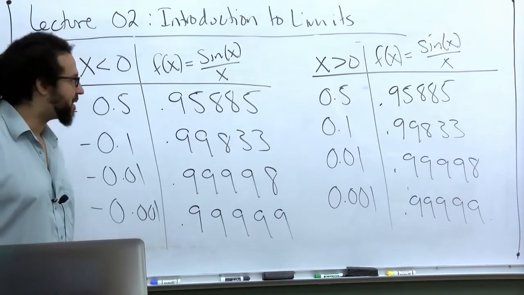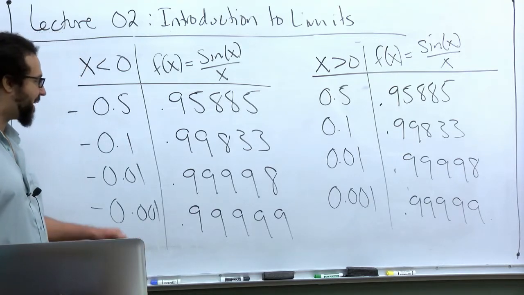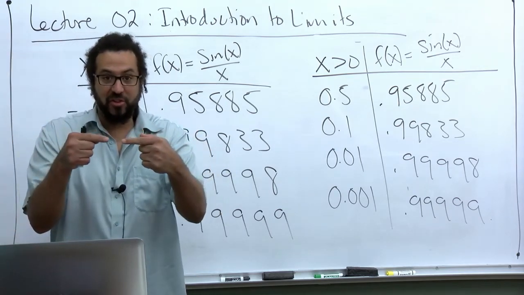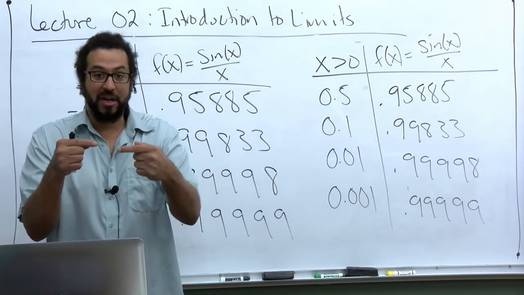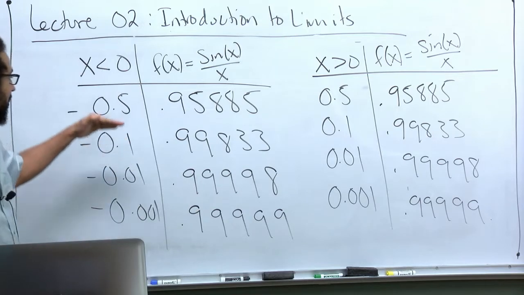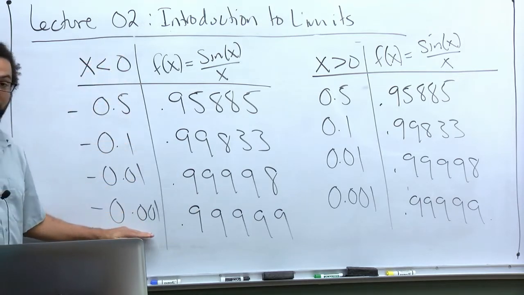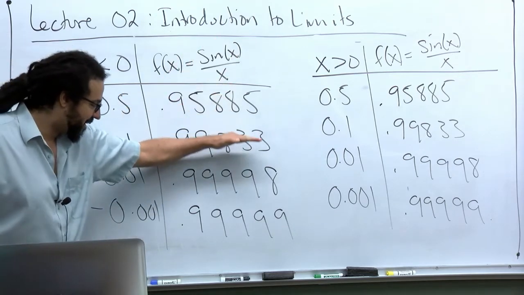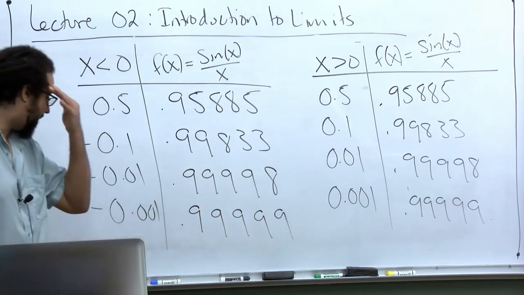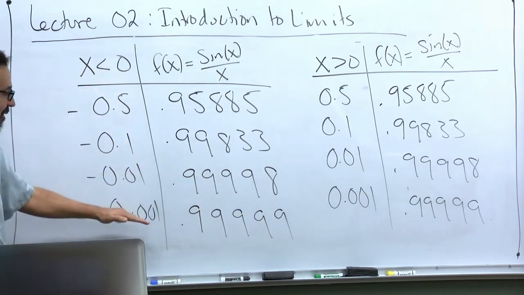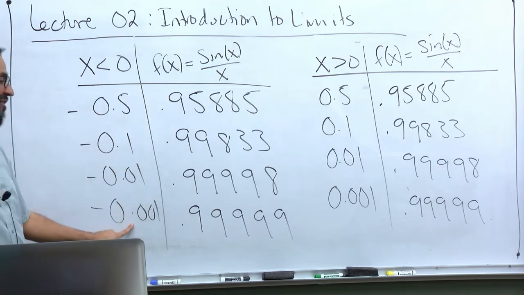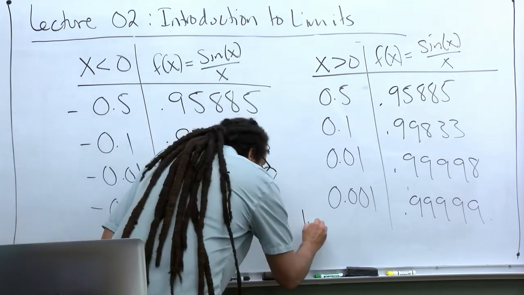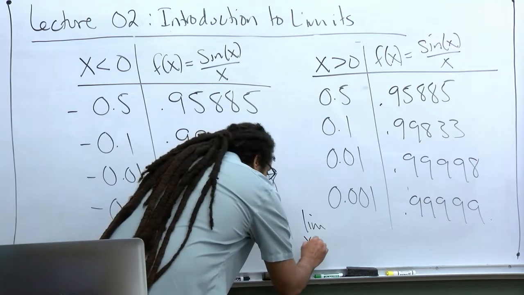Okay, to compute the limit as x approaches 0 of sine x over x using the numerical method, we want to look at values of x that are close to 0 but not equal to 0, and we want to check on the left and on the right. So here are some values close to 0 but to the left of 0. And when we plug these numbers into the function, here's the table of values that we get. This table of values tells us what the limit is as x approaches 0 from the left.